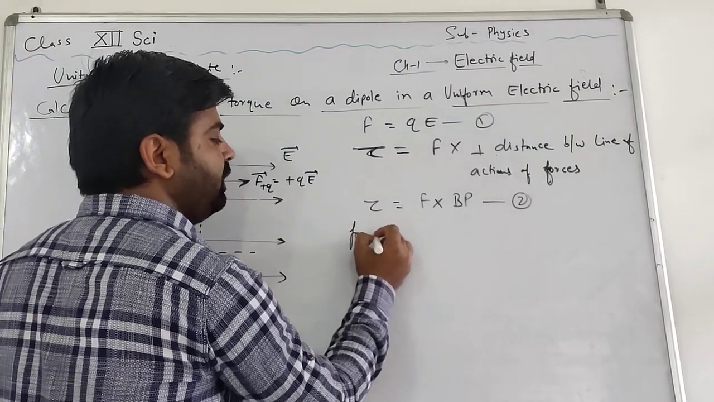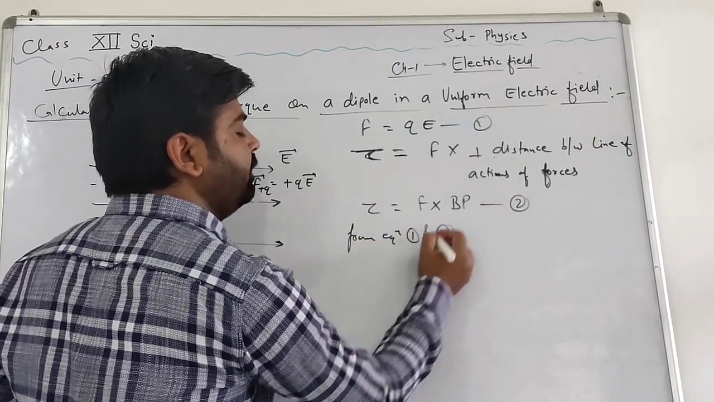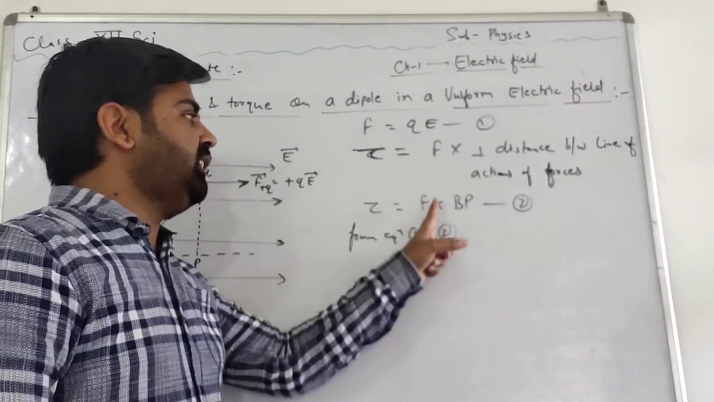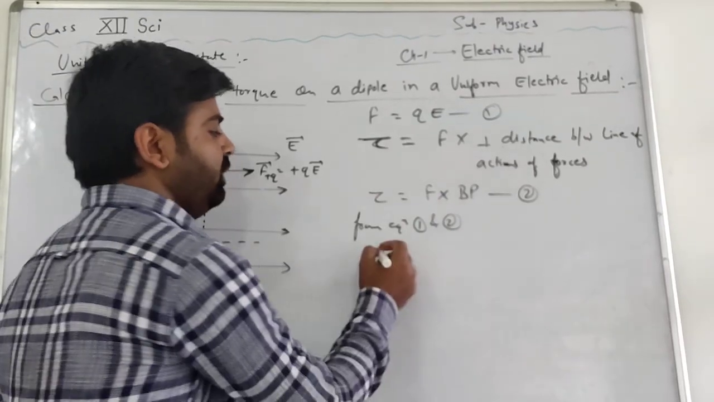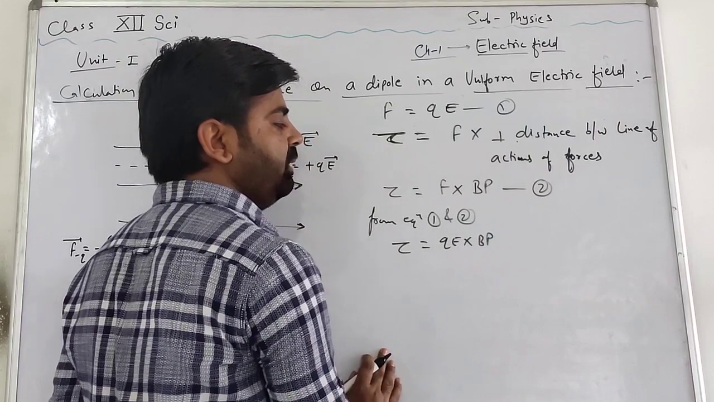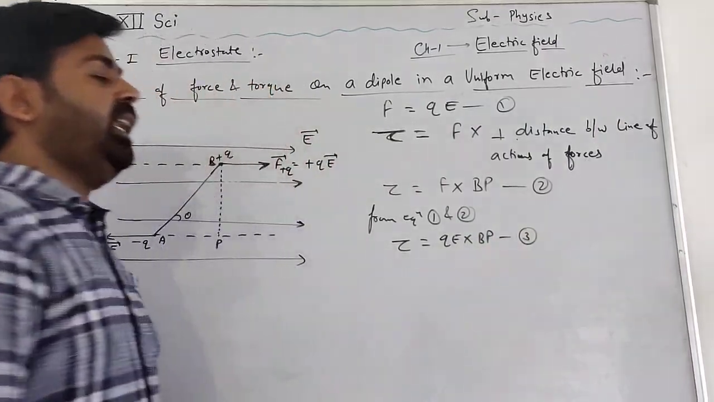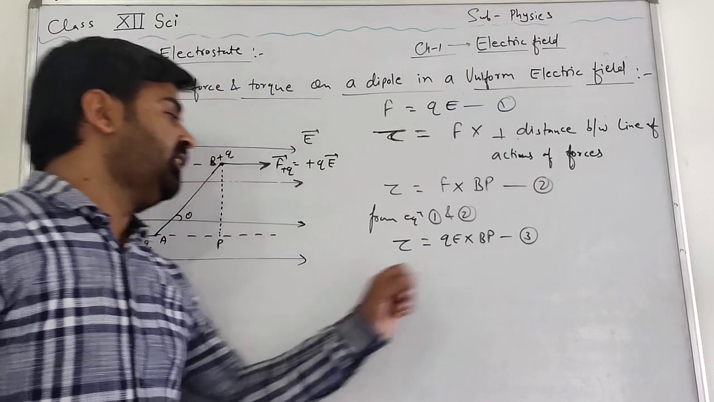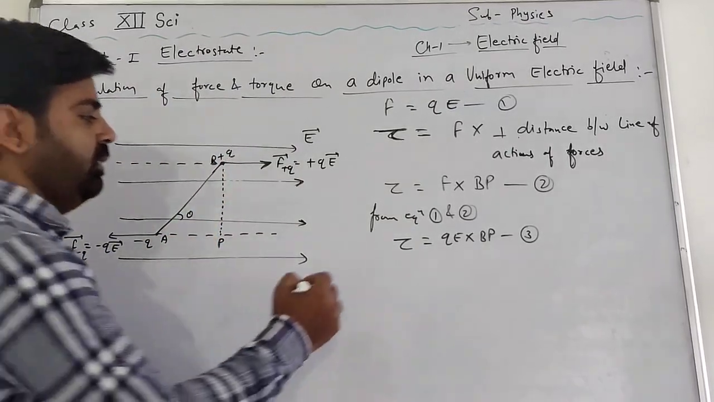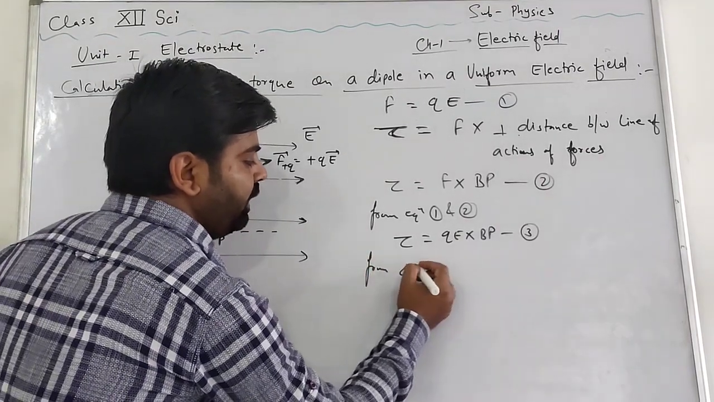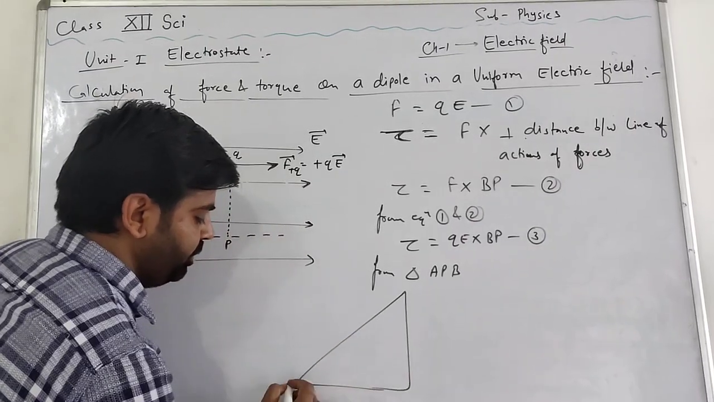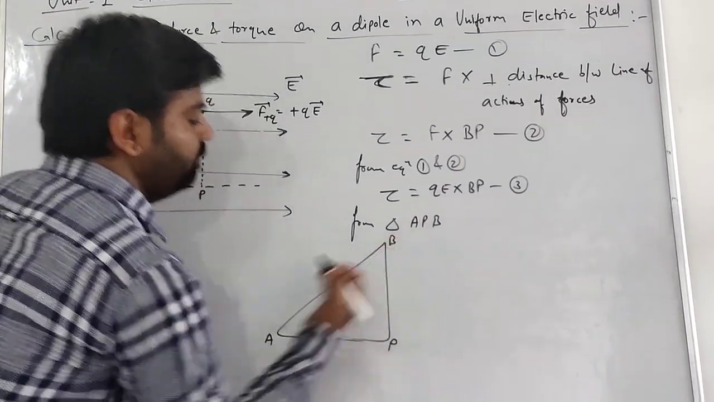Now from equation first and second, we substitute the value of F from equation first in equation second. So tau is equal to QE multiplied by BP. This is equation third. To calculate the value of BP, we see from triangle APB. So from triangle APB, this is the triangle ABP. Here A, P and B are the points.